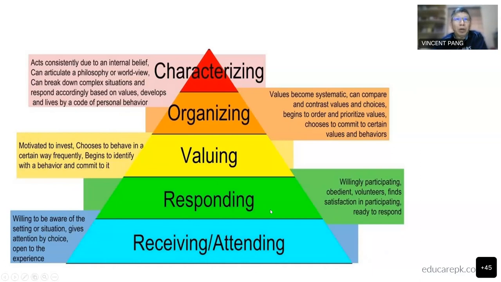Moving up, we have responding, level two. Responding is about action: participate, volunteer, satisfaction in participation. So the boundary is again very clear. Level one is just talking. Level two is talking and doing. Level three is valuing.